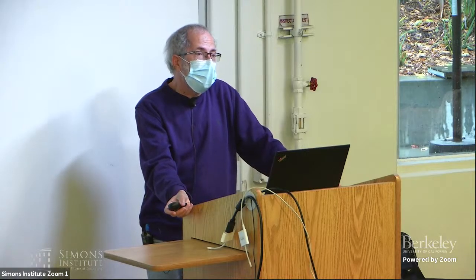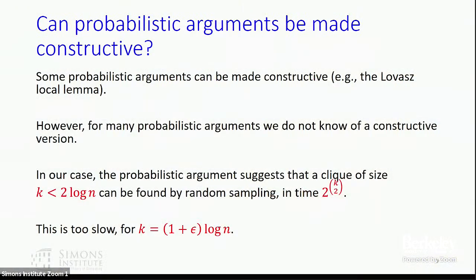The question is, can we make this probabilistic argument constructive? Can we change it into an algorithm? There are probabilistic arguments that can be made constructive. A well-known example is the Lovász Local Lemma. But for many other probabilistic arguments, we don't know how to translate them into algorithms.